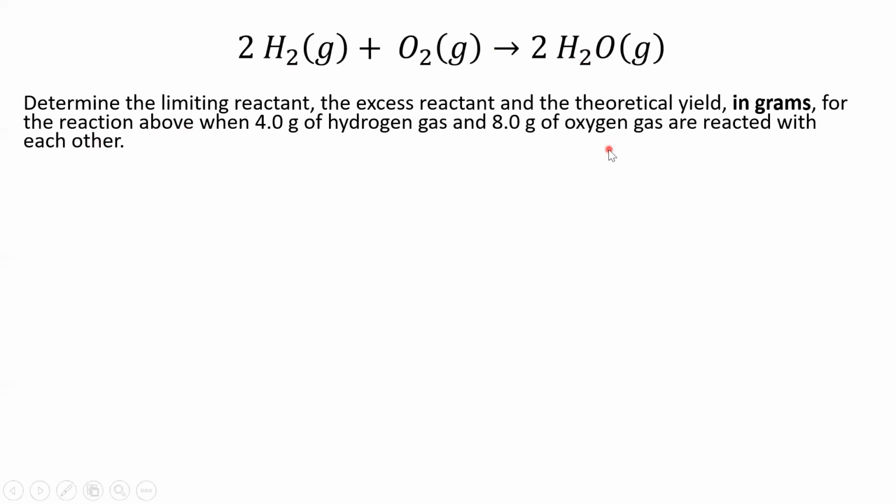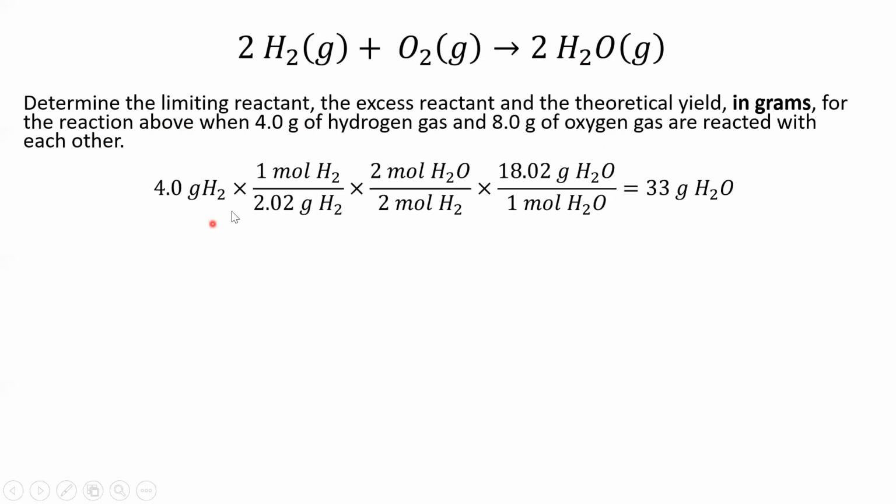So when we look at the first one, we'll say 4 grams of hydrogen. Well, the balanced equation is a mole ratio, so we're going to go from grams to moles in the first step. Again, this comes from the periodic table. Now that we're in moles of hydrogen, we can go from moles of hydrogen to moles of water.